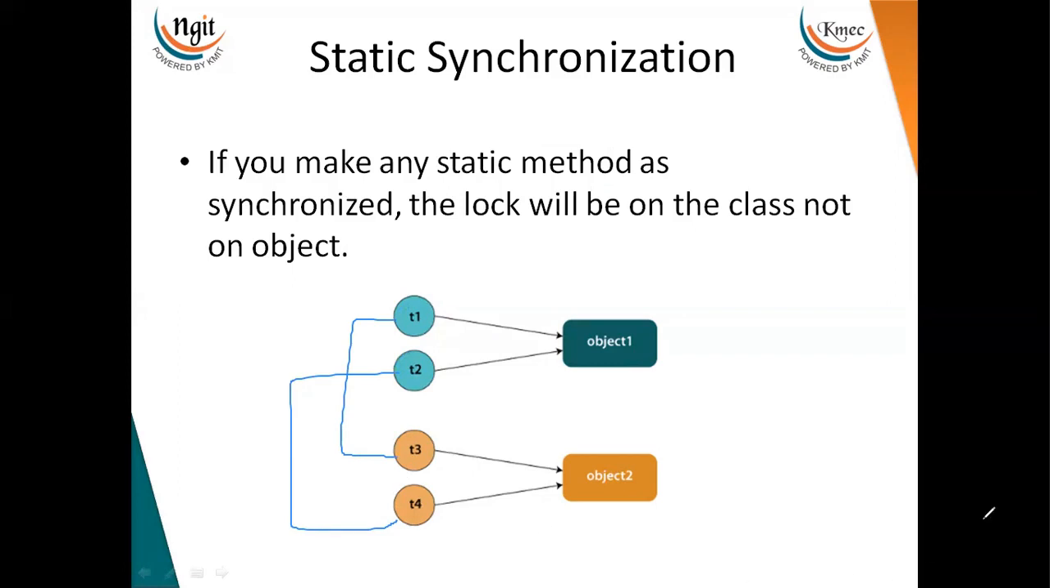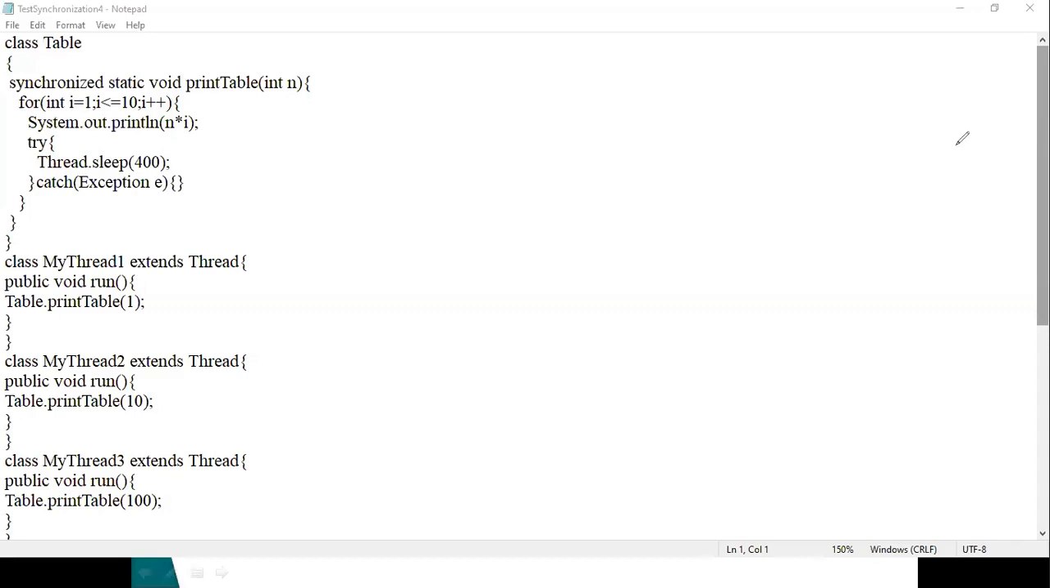So if you use static synchronization, what will happen? The lock will be applied at the class level, not at the object level, right? So now we will see an example of static synchronization. Here you can see I'm making this print table method static and declaring it as synchronized, right? The rest of the code is the same.